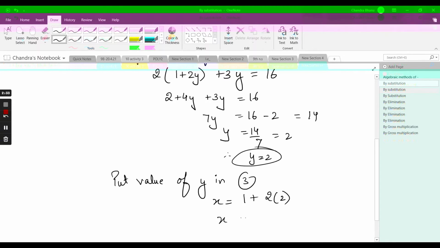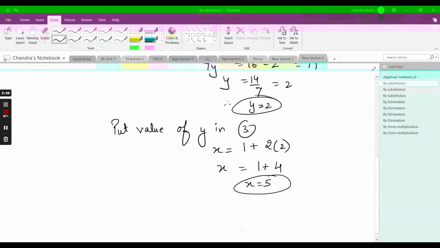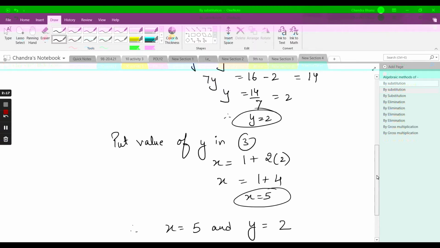So what is the value of x now? My x is 5. So what is my solution? Therefore x is equal to 5 and y is equal to 2 is the solution of this pair of linear equations.